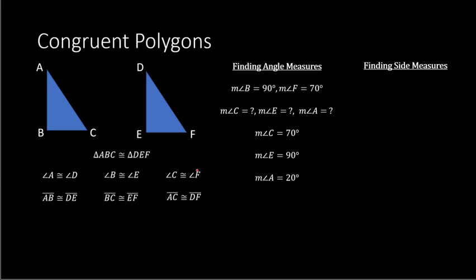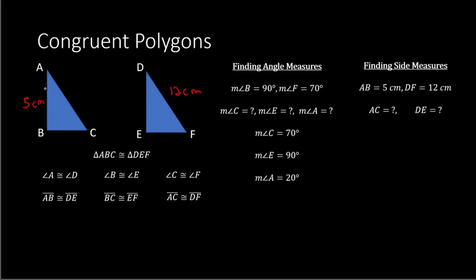So let's say, for example, that AB is 5 centimeters. So that'd be this side over here. And we're told that DF is 12 centimeters. That'd be this side over here. And the question is to find AC and DE.